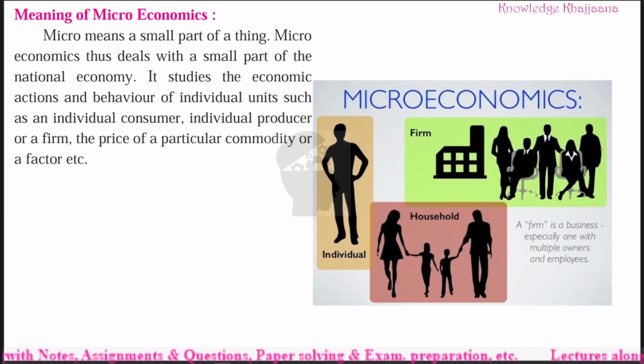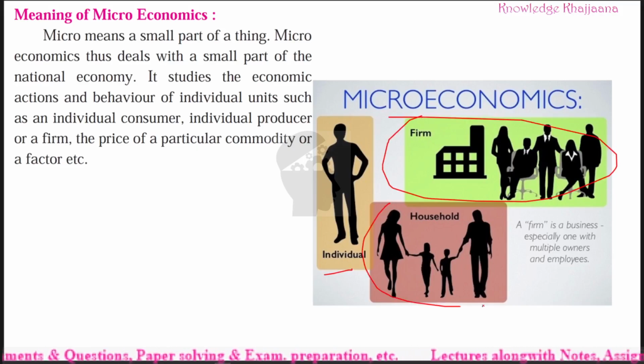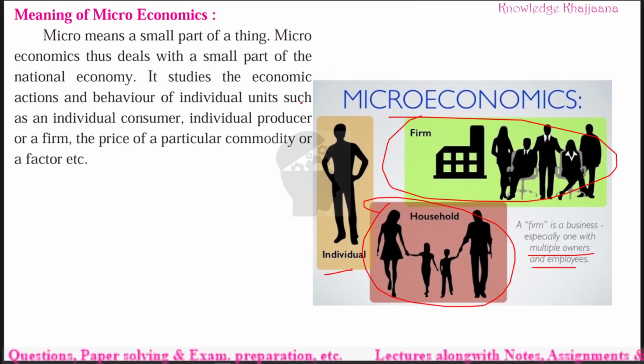See, what has been shown? An individual person, an individual firm, a specific household. Household means people living in a specific home, or the behavior of the home. See, what is meant by firm? A firm is a business, especially one business with multiple owners and employees, that can be called a firm.